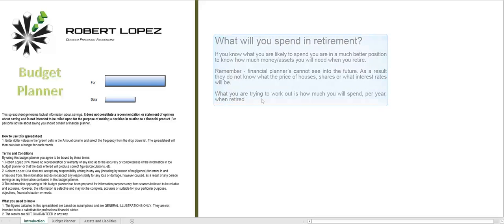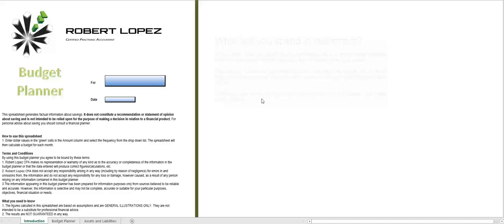This budget planner doesn't ask about income. We're not interested in income because what is going to be earned of different asset classes, shares and property, is very hard to predict. But what you spend is much easier to forecast and model.